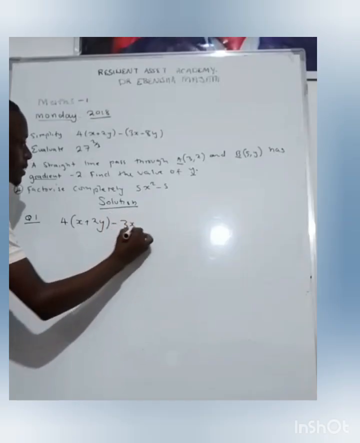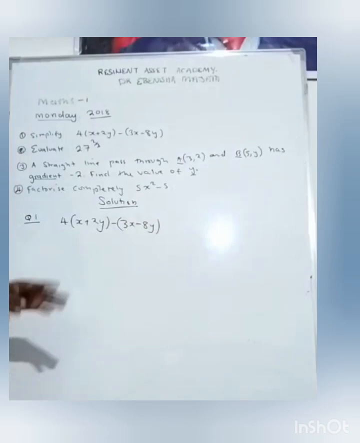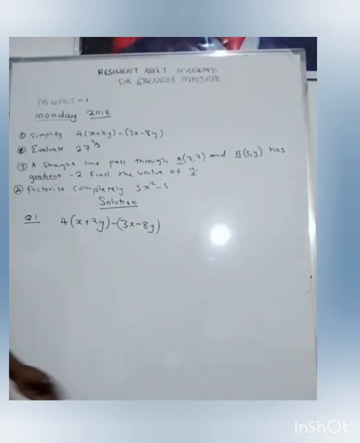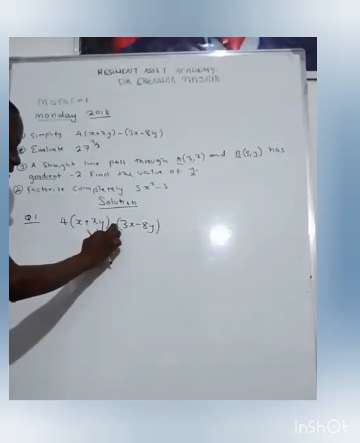3x minus 8y. These are in brackets. So when they say simplify, don't think too much. All you do is expand, multiply what is outside with what is inside. Again, multiply what is outside with what is inside.